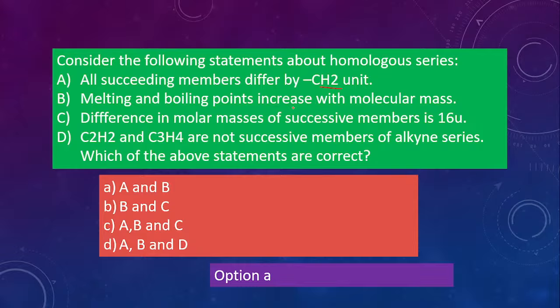Melting and boiling point increase with molecular mass. Okay, the difference is not 16 u. So count the carbon: 12 plus 2, how many? 14. So it has to be a difference of 14 u, not 16 u. That's why option C cannot be an answer. Correct answer is A and B.